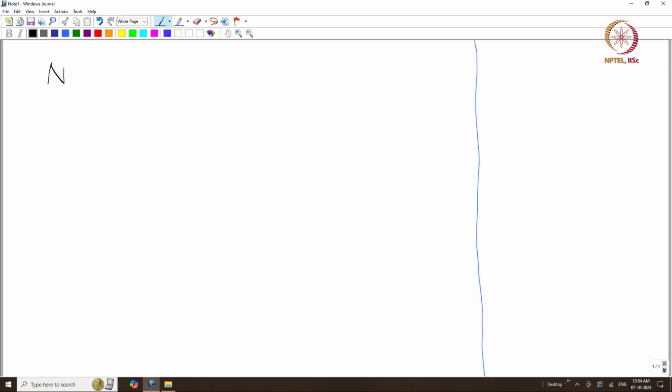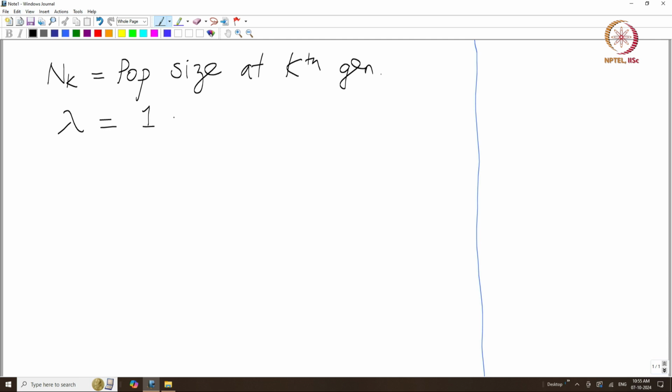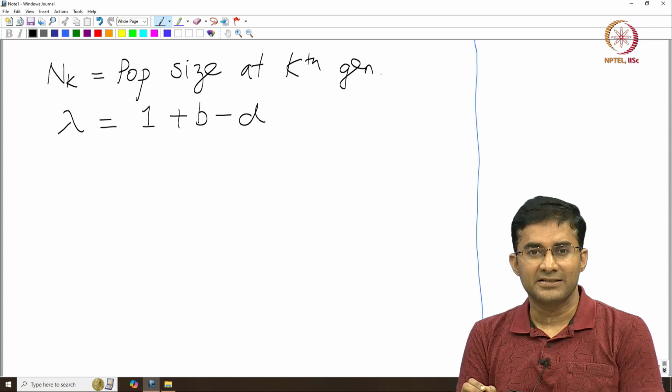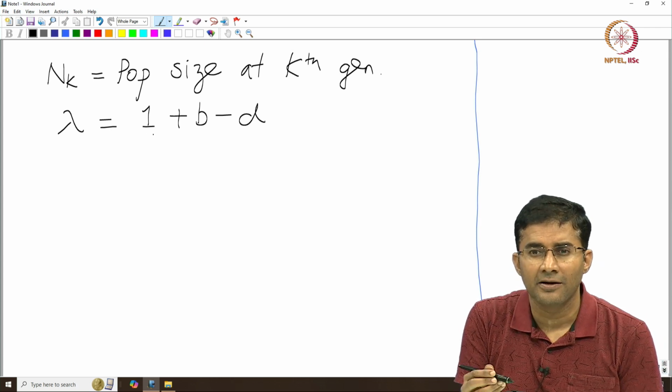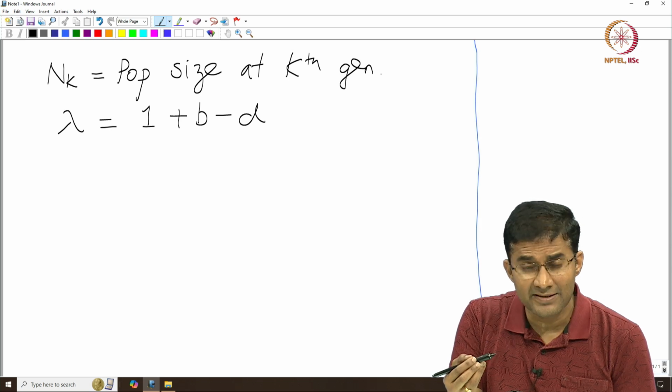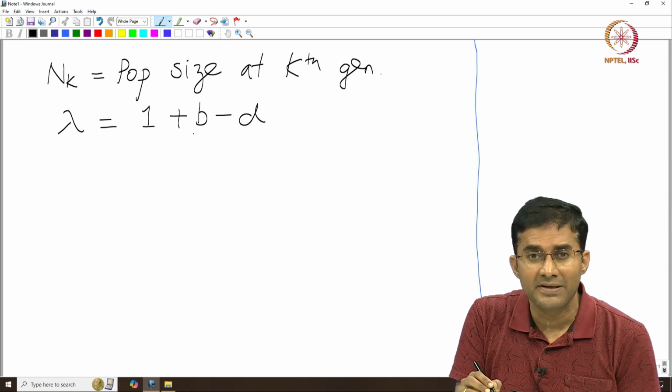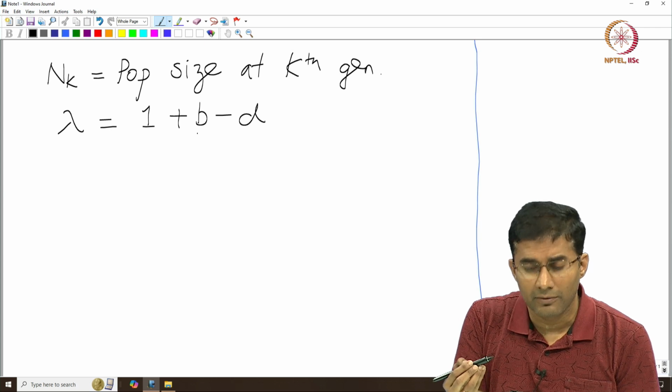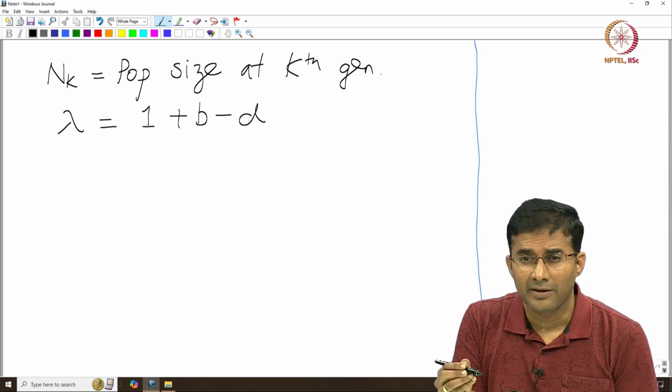So, we denoted Nk as the population size at kth generation, right, and if we denote lambda as the growth factor, which is basically this formula where 1 represents the fact that we are accounting for the number of existing individuals in the current generation, b is the per capita birth rate, and d is the per capita death rate.